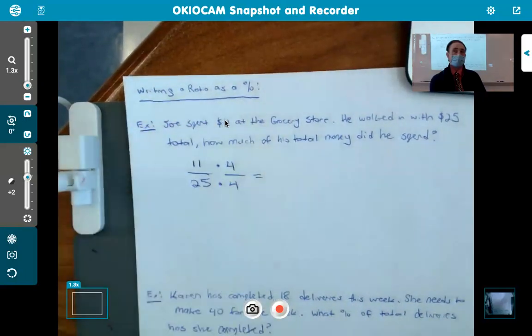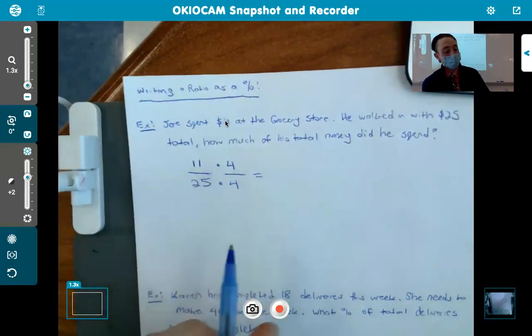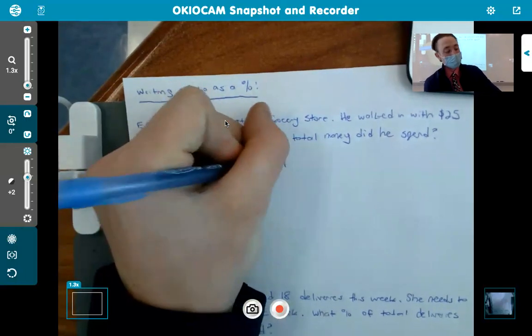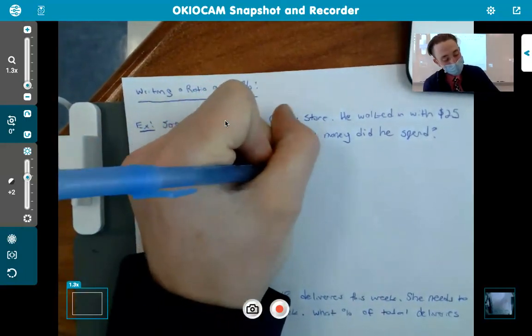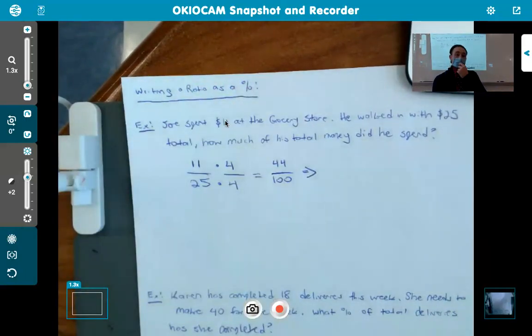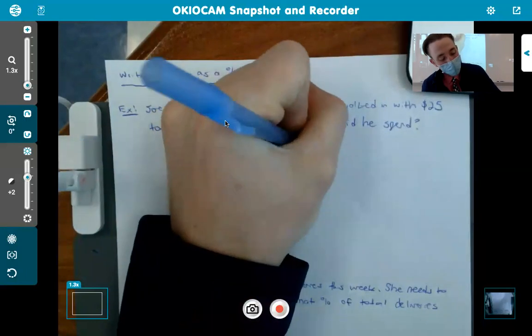So this is something that we saw before the break. What's 11 times 4? 44. Remember that rule with the 11s, like 11 times 8 is 88, times 5 is 55, it repeats. 25 times 4 is 100. Well, then 44 over 100 means that I have 44%.